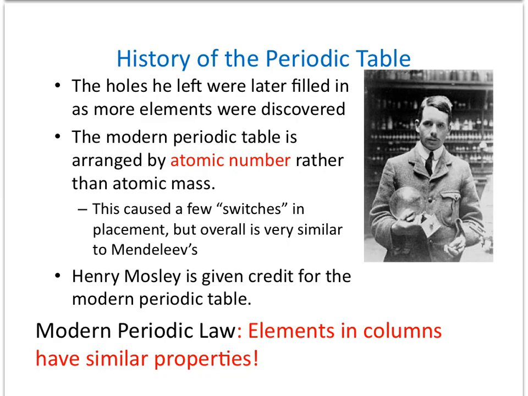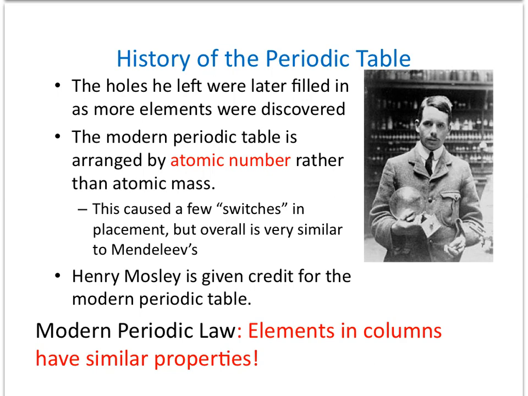In around 1910, there was another scientist that came about. His name was Henry Moseley. He's actually given credit for the modern periodic table, and he took a look at the inconsistencies of Mendeleev's table and the fact that at his time the proton, electron, and neutron had been discovered. At Mendeleev's time, he had no idea that there were subatomic particles.